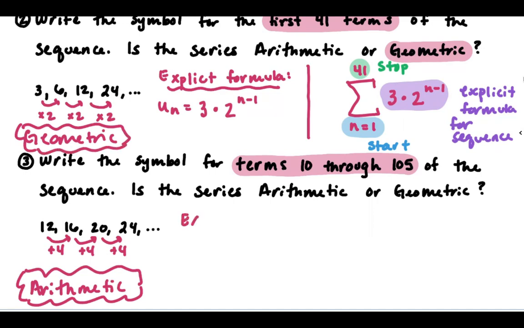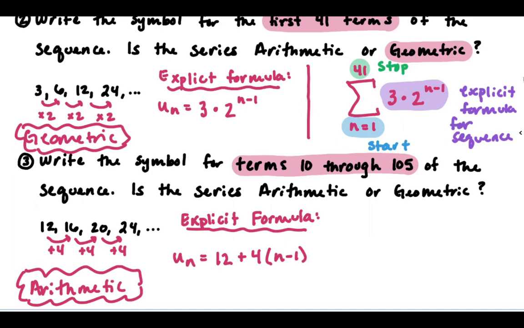I could write that here. Okay, so we need an explicit formula for this sequence. So remember for arithmetic, U sub n equals the first term, which is 12 in this case, plus the common difference, which is 4, times n minus 1. So there's our explicit formula for that sequence. And now we're just going to put that into our series symbol. So we have sigma, that means sum. Then we have our explicit formula.